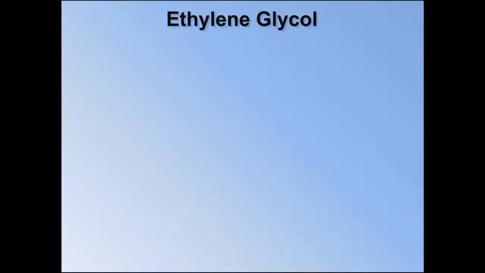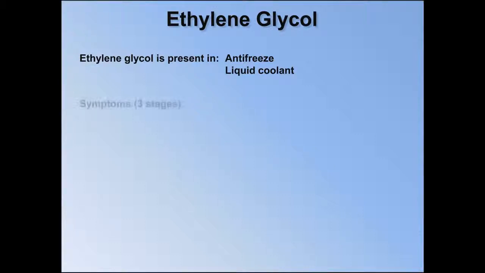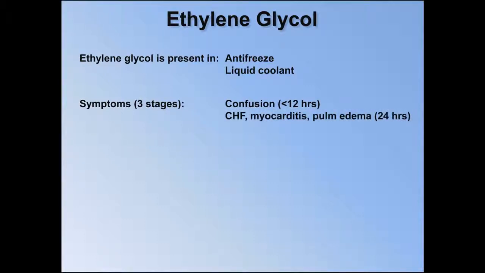Ethylene glycol toxicity shares a number of features in common with methanol poisoning and utilizes very similar biochemical pathways. Ethylene glycol is a colorless, odorless, but sweet compound that is found in antifreeze and liquid coolants. Its sweetness is one of the reasons poisoning from it is disproportionately present in children and animals. The symptoms of ethylene glycol poisoning are usually broken down into 3 stages. First comes confusion within 12 hours of ingestion. Heart failure, myocarditis, and pulmonary edema develop at about 24 hours. And acute kidney injury occurs 24 to 72 hours after ingestion.